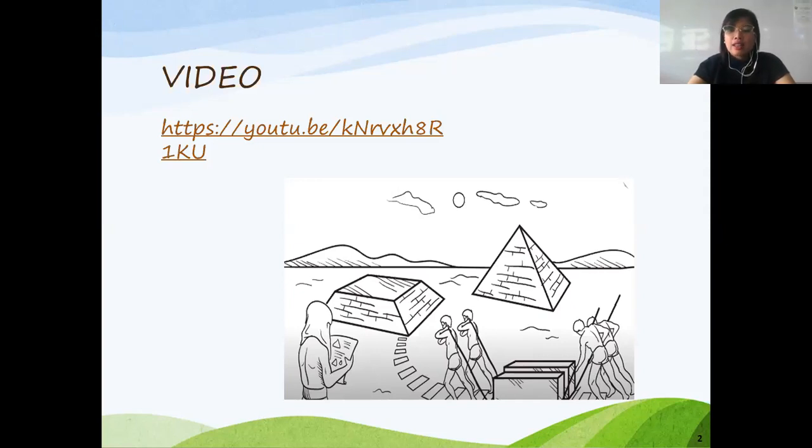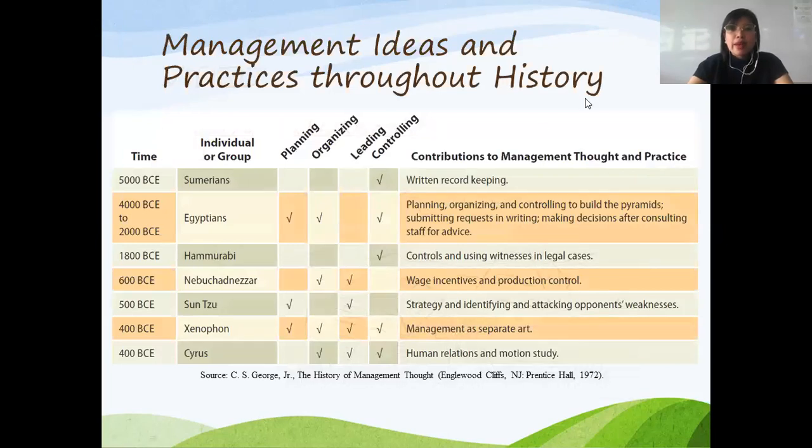So as the industrial revolution began, here are the different management ideas and practices throughout history. So there is planning, organizing, leading, and controlling. And there is a time frame for each individual or group and their contribution. During their time, they did a lot. They performed planning, organizing, controlling. Some just performed controlling. Some performed all, and some just performed organizing, leading, and controlling. So these are the contributions, the management ideas and practices throughout the history during this time.